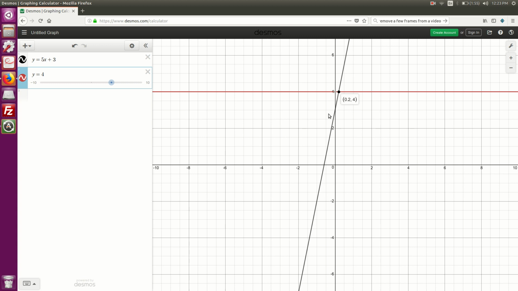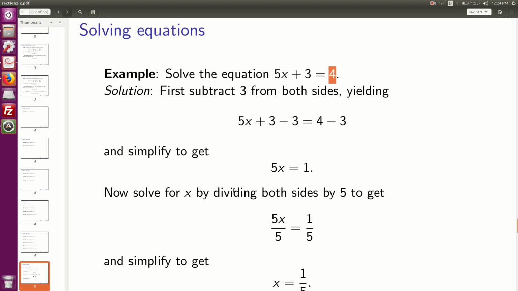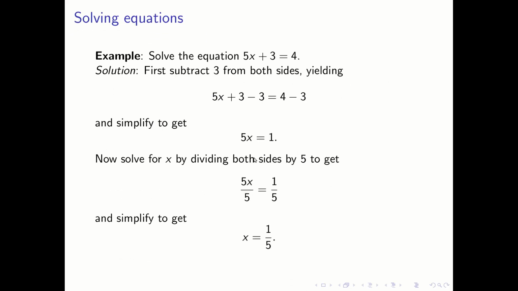So, graphically, solving the equation is easy. You see it, and you say, aha, there it is. But you won't always be able to do it graphically. So we have to be able to do it algebraically, and this is where doing the same thing to both sides of an equation comes in. So to solve it, to find the x value, I subtract 3. So again, I have to do the same thing to both sides.